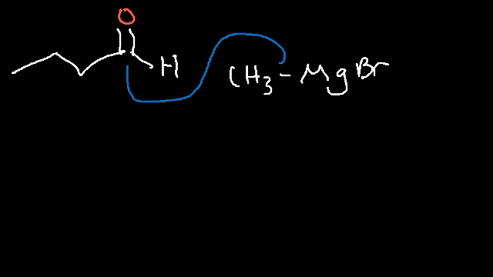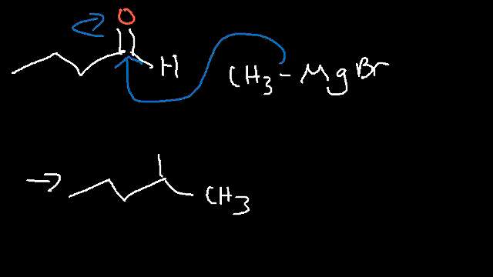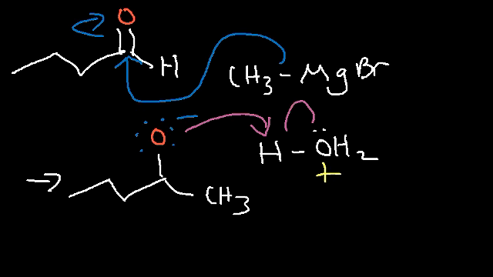Now the mechanism is going to be the same. Just like before, the methyl group is going to attack the carbon atom in the carbonyl group. And then in the second step, the oxygen will be protonated by a hydrogen atom. So you can draw the hydronium ion just like this if you want to. And so this is going to give us a secondary alcohol.